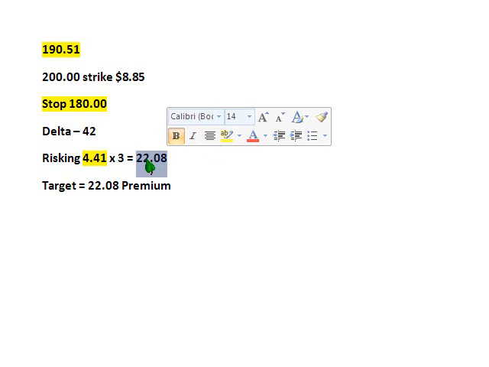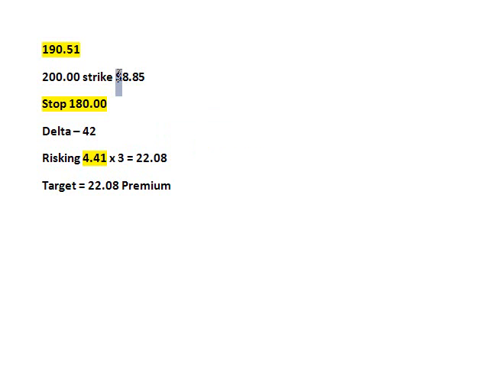If we take 441 and multiply that times 3, we get 1323. Okay, not 2208. We get 1323. But if we take that 1323 and add it to the premium of 885, we get 2208. So our target is 2208 on the premium. That means when this premium hits 2208, we get out.